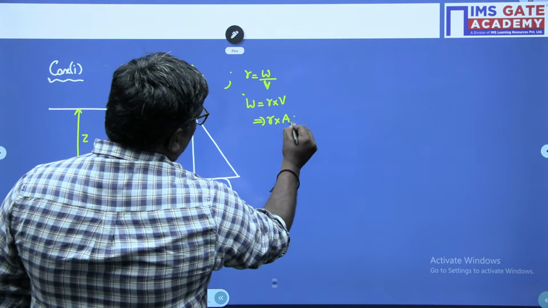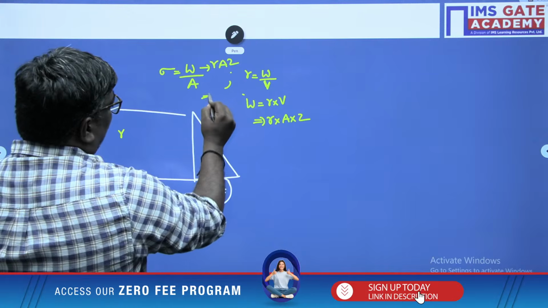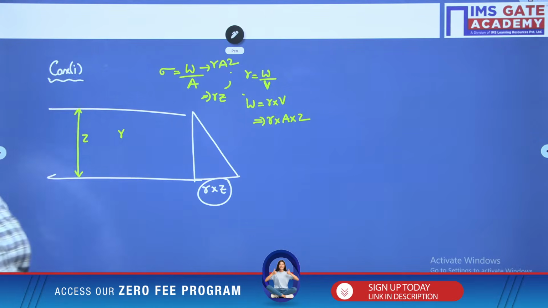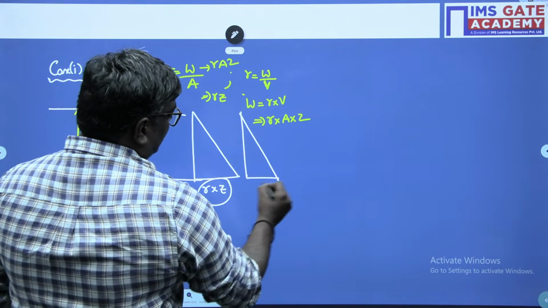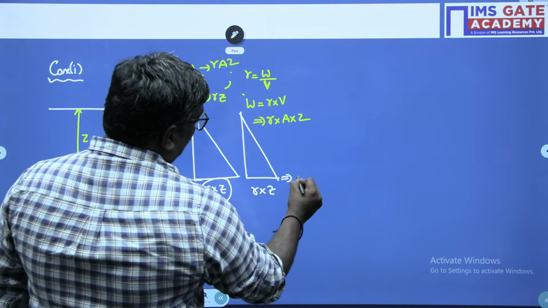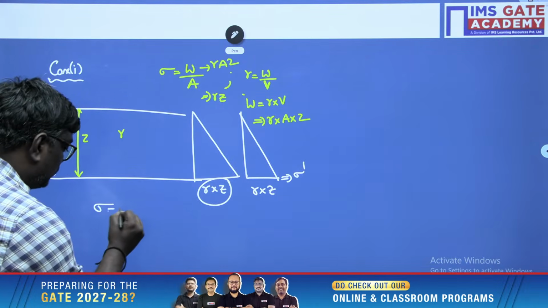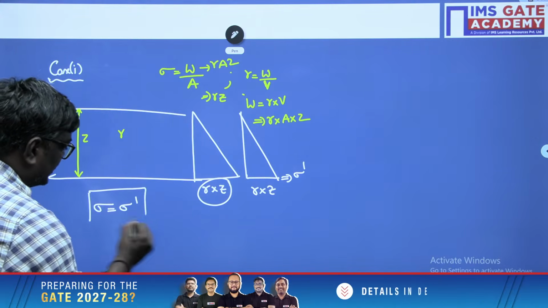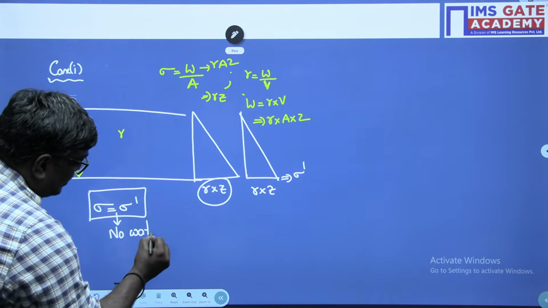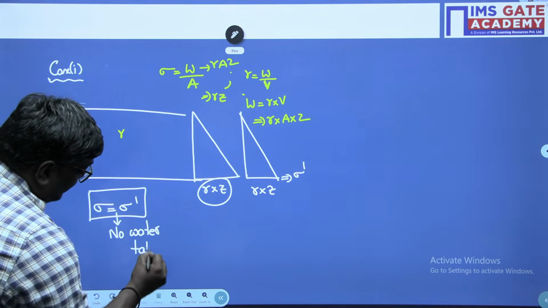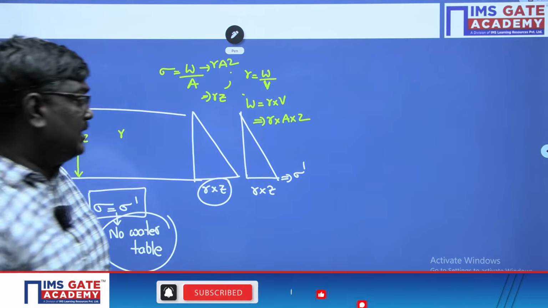Volume can be written as area into some depth Z. So if I plug in this gamma A into Z, you will get finally gamma into Z. So my dear students, here effective stress will also be gamma Z only. This is effective stress. So the statement I want to tell you here is, total stress will be equal to effective stress when there is no water table. So this is what you have to learn in this point. When there is no water table, total stress will be equal to what, sir? Effective stress. Am I clear, sir?